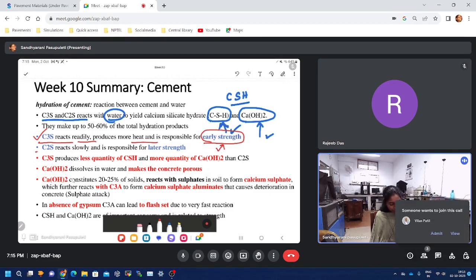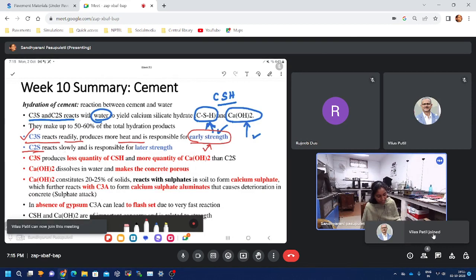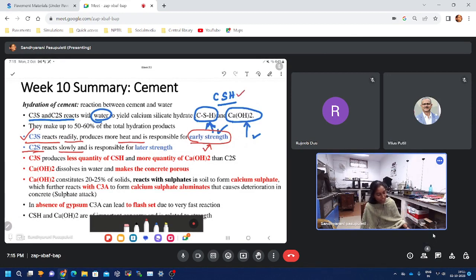But unlike C3S, C2S would be reacting very slowly. Even though it reacts very slowly, it will also produce calcium silicate hydrate gel and also Ca(OH)2. After reacting very slowly, it will give strength, so after 10 days or 20 days, this strength can be obtained because of the amount of C2S.